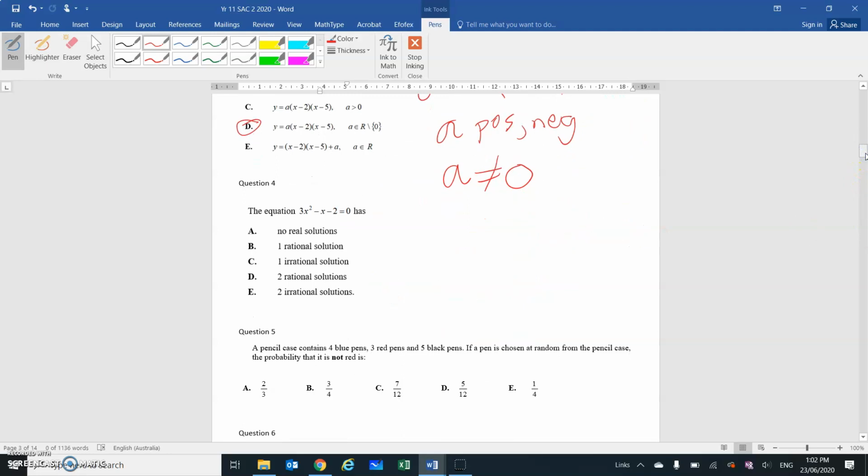Question 4. There's a few ways you can do this. You can find the discriminant, or you could just factorize it. This equation asks how many solutions and what type of solution it is. Let's do it 2 ways. The fastest way in this case would be to factorize it. If you factorize it, we get (3x plus 2)(x minus 1) equals 0. Then we get x equals minus 2/3, and if we solve x minus 1 equals 0, we get x equals 1. So that gives us 2 solutions, and they are rational solutions.